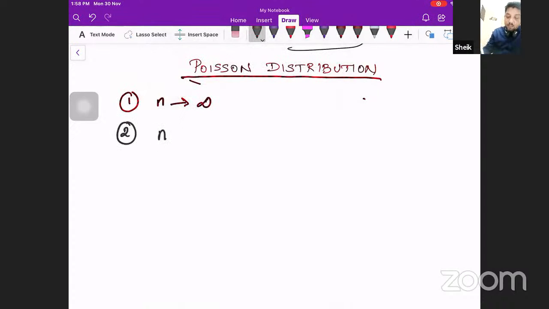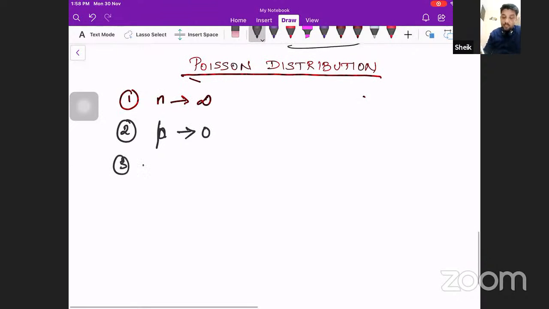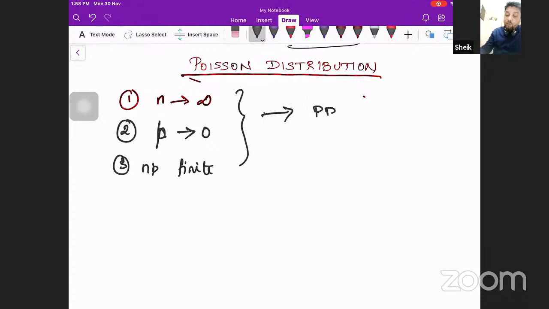Next, when the probability of success P is approaching zero, and NP should be finite. See, n is infinity, P is approaching zero, and NP is finite. So these are the limitations of a binomial distribution. So in this case, we have to use Poisson distribution, the limiting case of binomial distribution, when n tends to infinity, P tends to zero, and NP is finite.